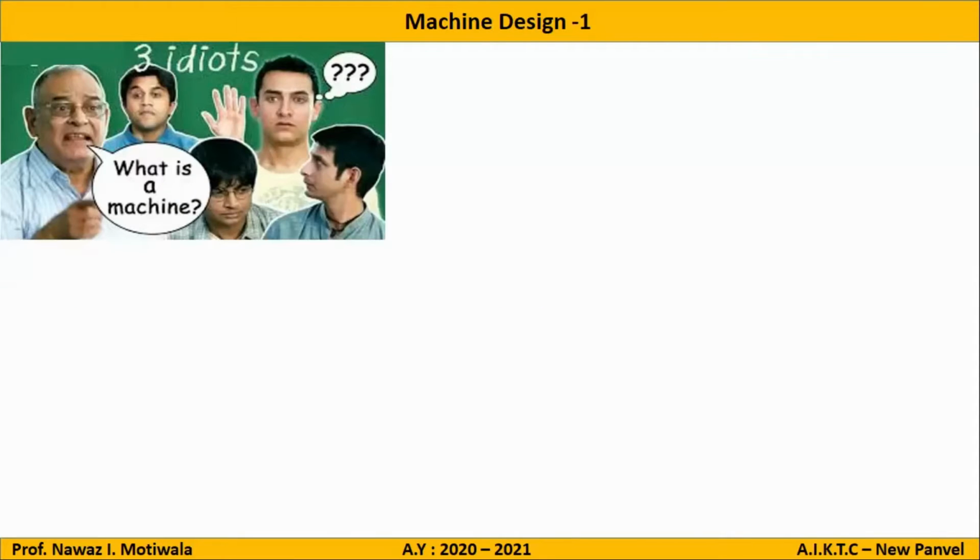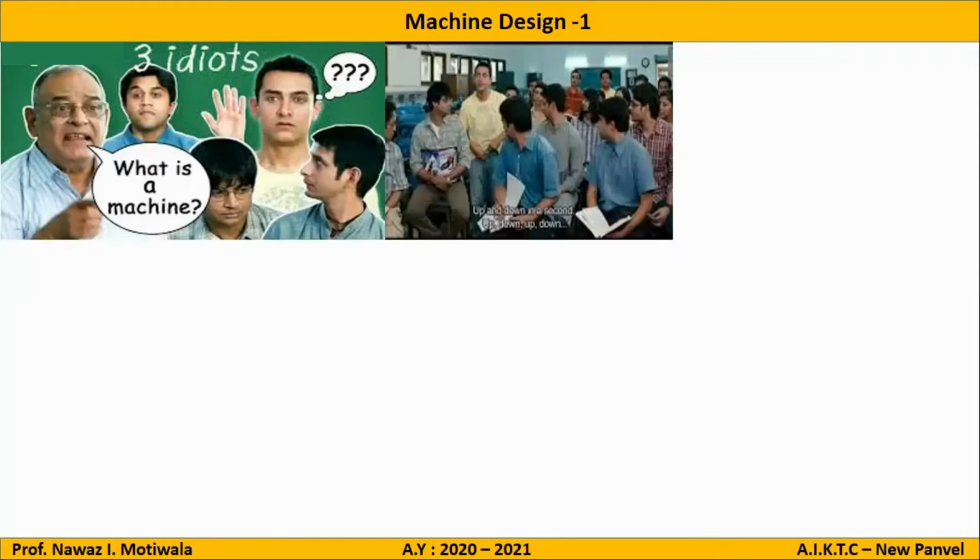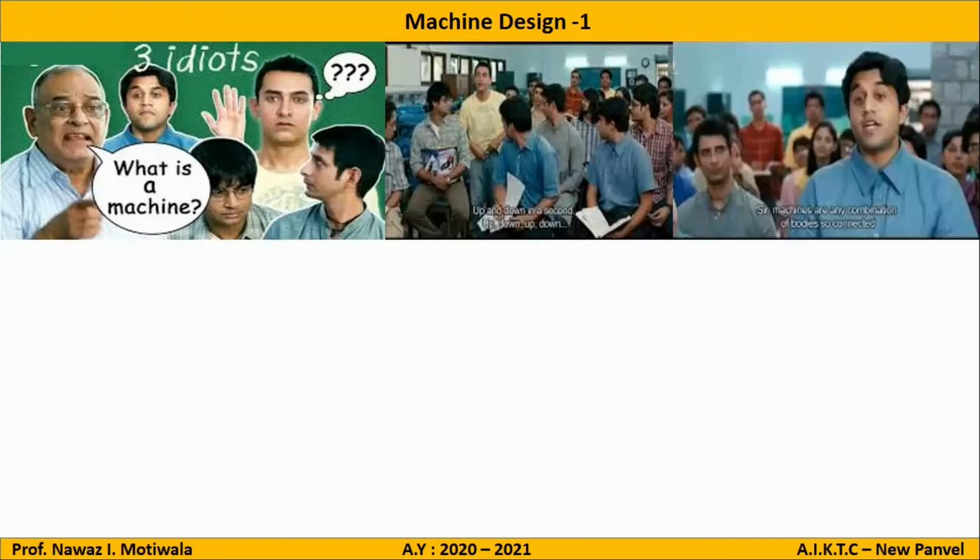My question to you all is what is on the screen, that is, what is a machine? What do you mean by a machine? Regarding this image, most of you will be thinking the answer like this, up and down, up and down. This is not what I expect, and this is also not what I expect, which no one can understand. I need the answer which is optimum and understandable by all of you.